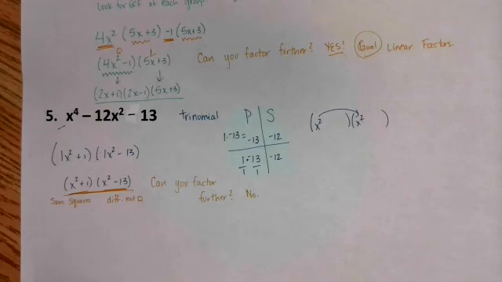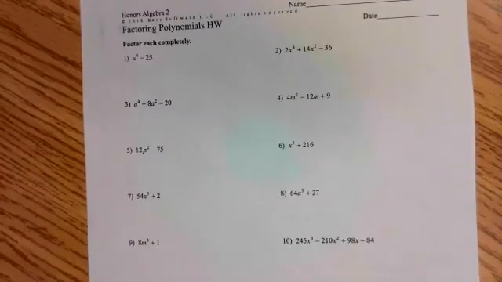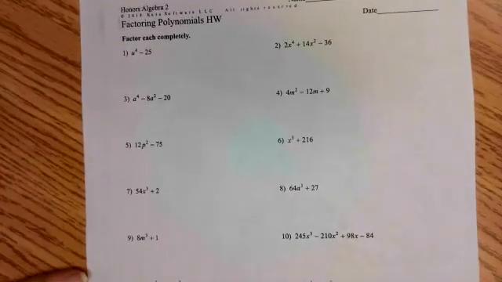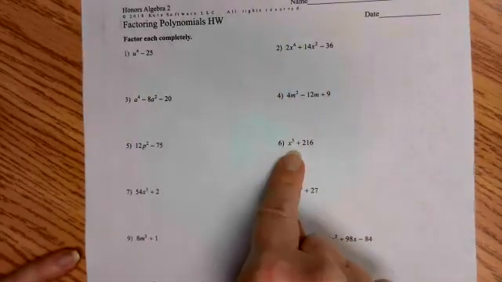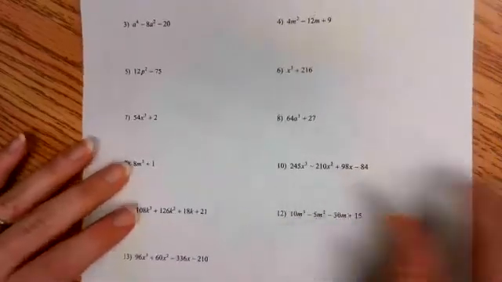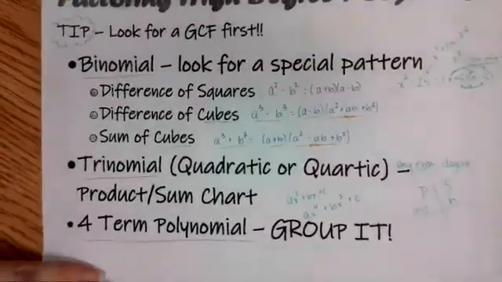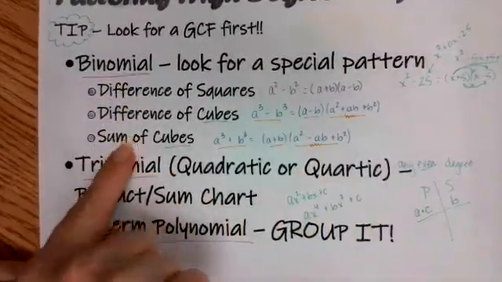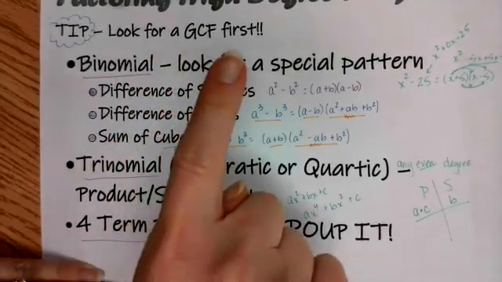All right, so your homework for today, this is posted in Canvas, is this factoring polynomials homework page. 2 terms, 3 terms, 3 terms, 3 terms, 2 terms, 2 terms, 4 terms, 3 terms with x to the 8th power. What? X to the 8th power. So this has 4 terms. So you're going to use all of the steps that we used in our examples to see how to factor. So binomials, look for these. Trinomial, product sum. 4 term, you're going to group it. Always look for a GCF first.